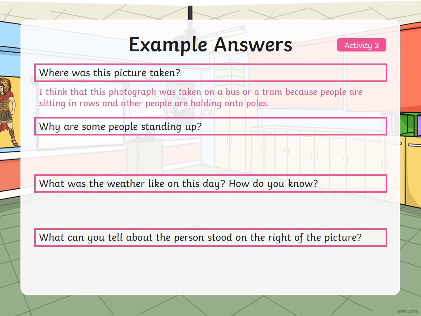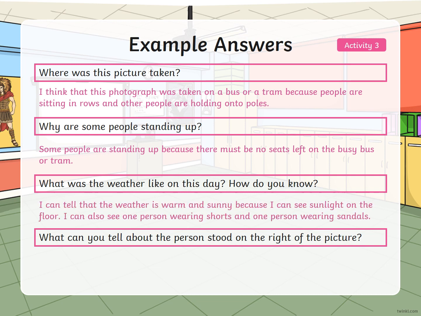So the first one, I think this photograph was taken on a bus or a tram because people are sitting in rows and other people are holding on to poles. Some people are standing up because there must be no seats left on the busy bus or tram. So there's no seats, so they've had to stand up. I can tell the weather is warm and sunny because I can see the sunlight on the floor. I also see one person wearing shorts and one person wearing sandals. So that shows it must be nice weather.